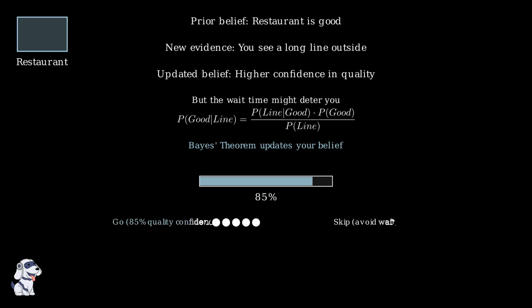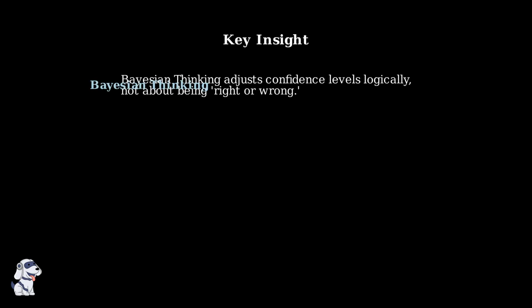However, the long wait time is a factor. You weigh the 85% confidence in quality against the inconvenience of waiting. Your final decision considers multiple probabilities, quality confidence versus time cost, making it a probabilistic choice rather than an absolute one. Bayesian thinking is fundamentally about adjusting your confidence levels based on new evidence.